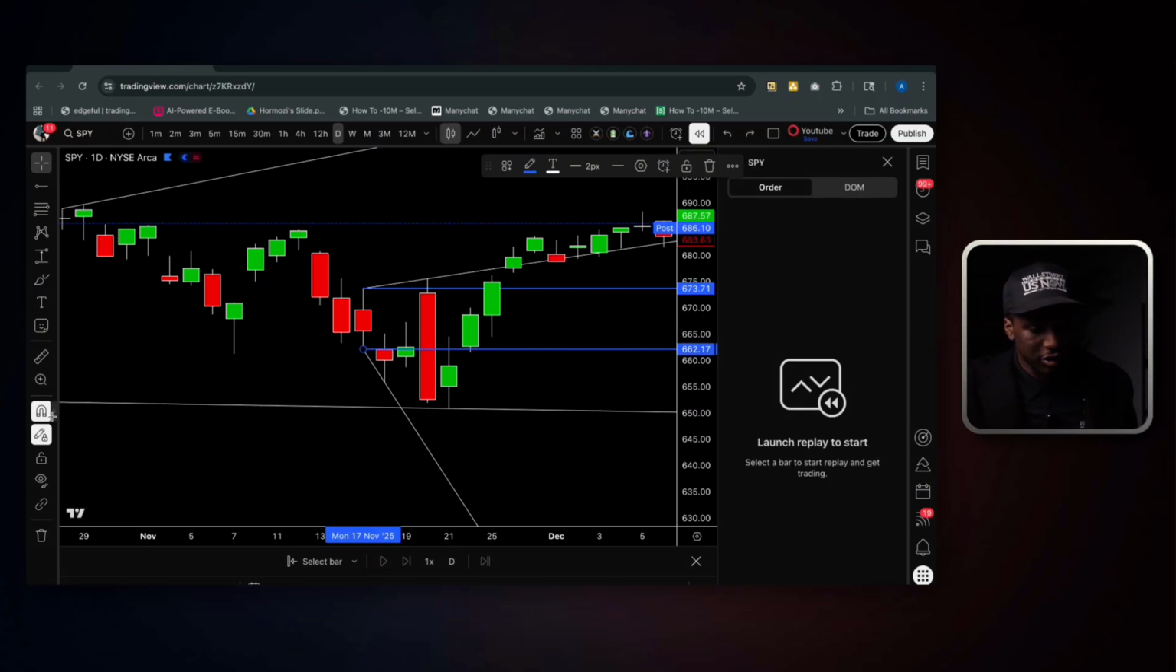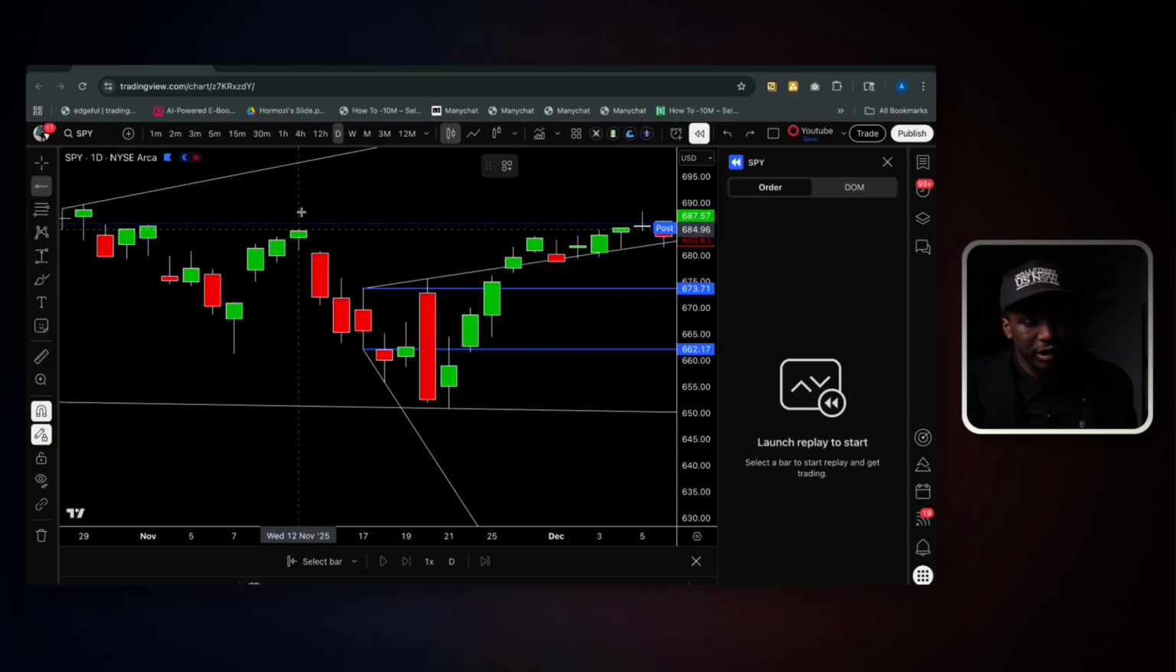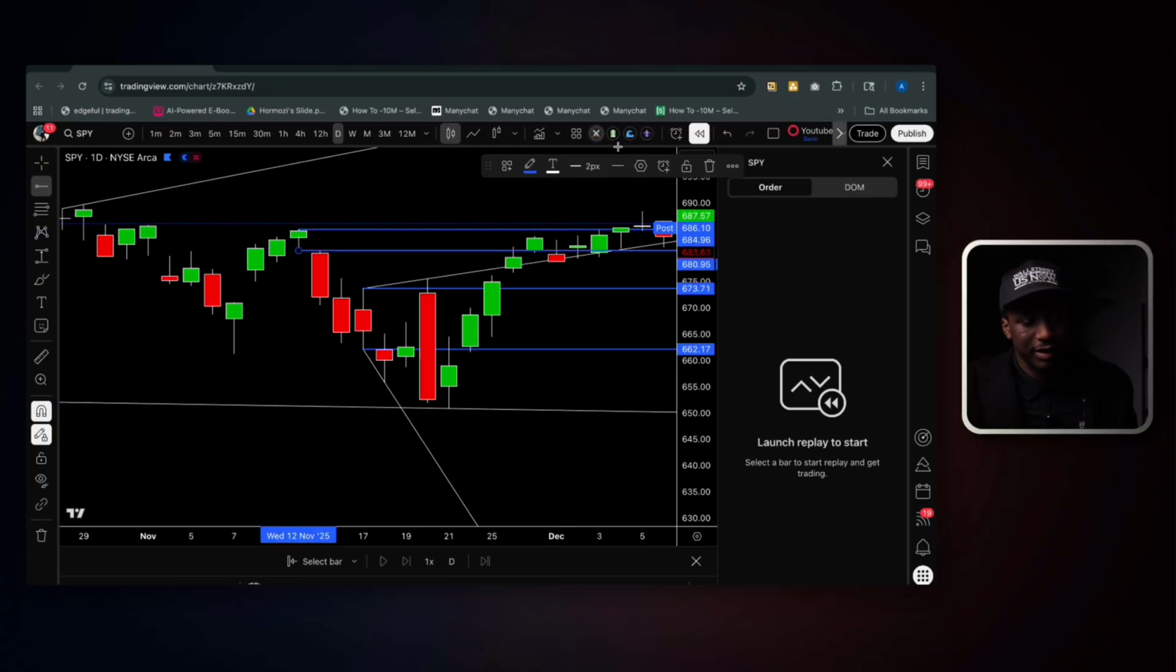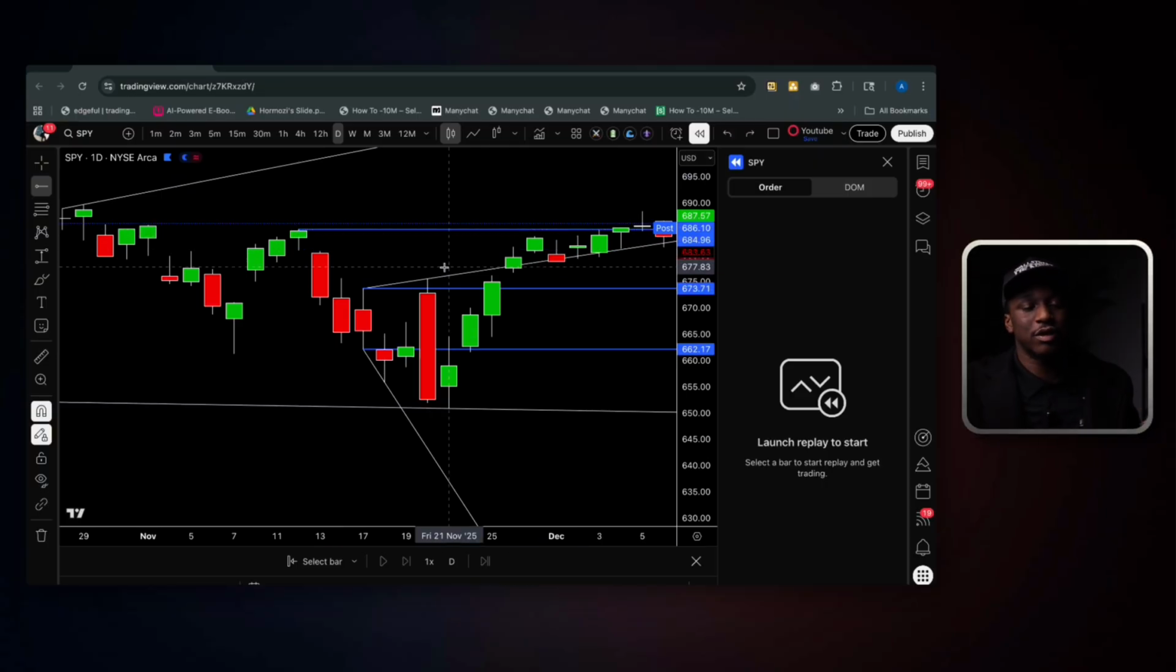So literally, you could just turn this magnet tool on right here, and then you just got to practice. Literally, if you need to mark out the highs and lows, do that. But do whatever you need to do to identify when price is taking out a high and when price is taking out a low, and that will help you identify the broadening formations.